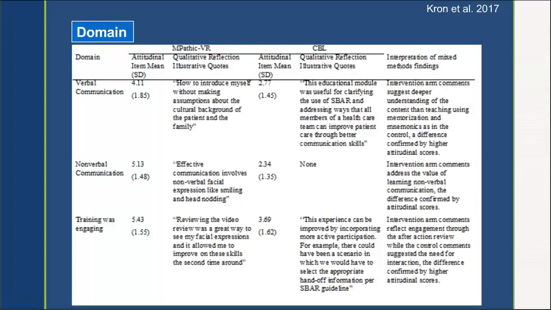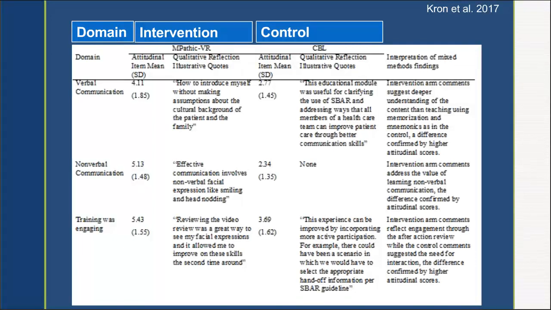This is organized by domains. In this case, it was qualitatively derived domains about verbal communication, nonverbal communication, and engagement of the training. We then have these two big columns, one for the intervention group and, because it was a randomized controlled trial, one for the control group as well. And then finally, a column with the mixed methods inference, this interpretation of findings.